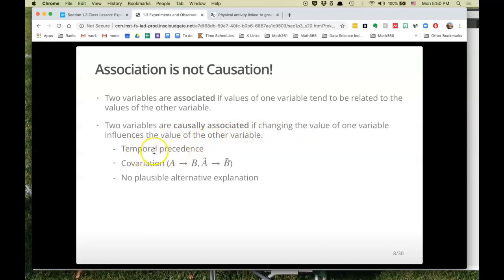So first we'd have to see temporal precedence. That is, the cause should come before the effect. So the smoking would come before the lung cancer rather than the lung cancer before the smoking.